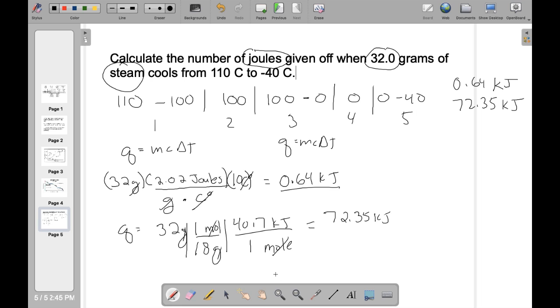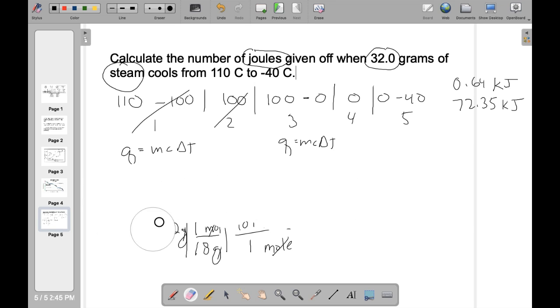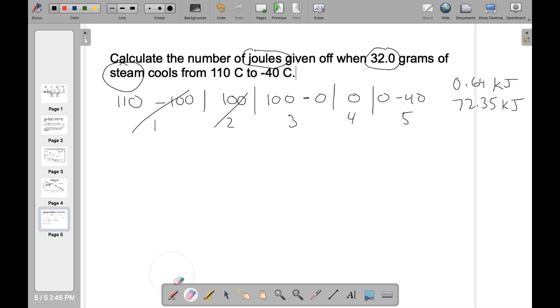All right. So we're done with this step, we're done with this step. Now we need to go from 100 degrees down to 0. Let's do that. These questions definitely take up a lot of space. So we'll use Q equals mcΔT.